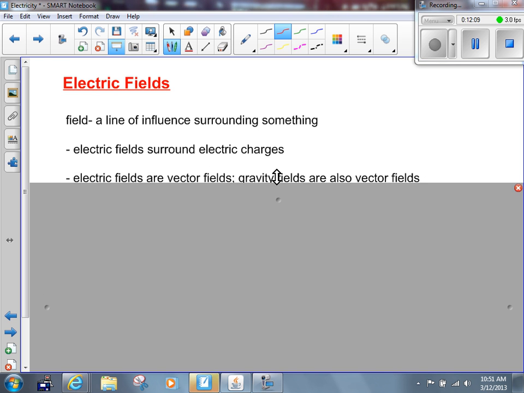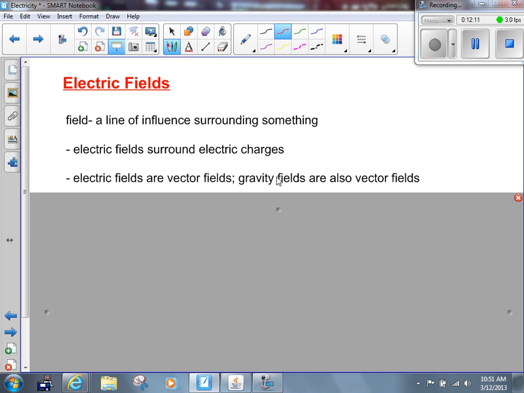Because of that, we say that both electric fields and gravity fields are vector fields because they have a direction associated with them. That's as opposed to some other type of fields which influence things but not in a particular direction. Let's say light. Light influences things. Light influences us. But it doesn't influence us in a particular direction. Heat influences us, but it doesn't influence us in a particular direction.